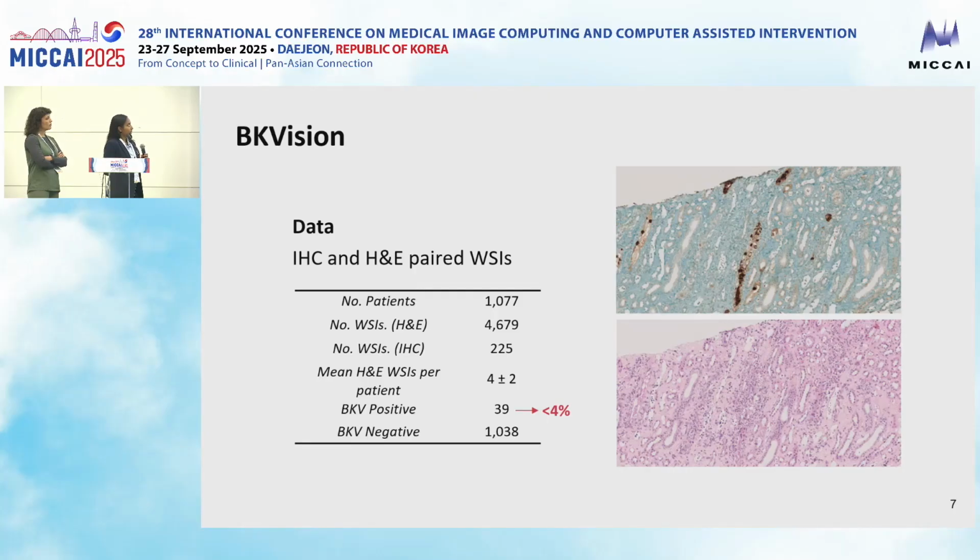Some background on the data utilized for the study. We have over 1,000 patients, over 4,000 whole slide images, and around 200 IHC. We also note that only about 4% of the slides were BK positive, and we employ several computational methods to address this.